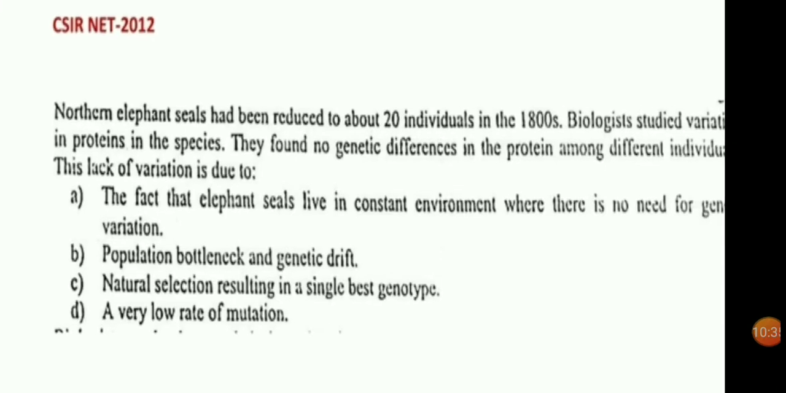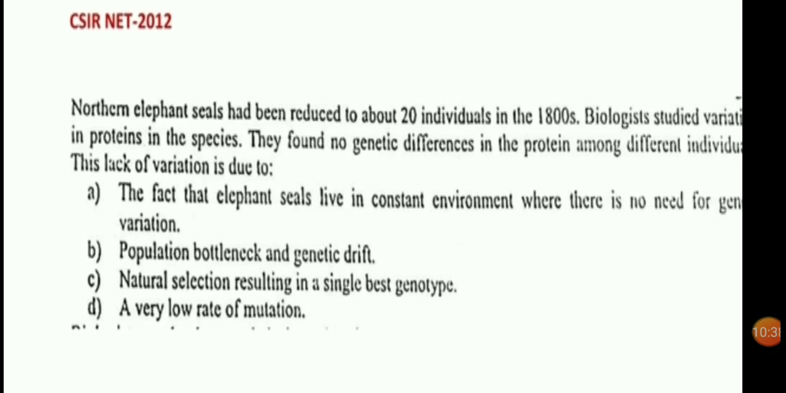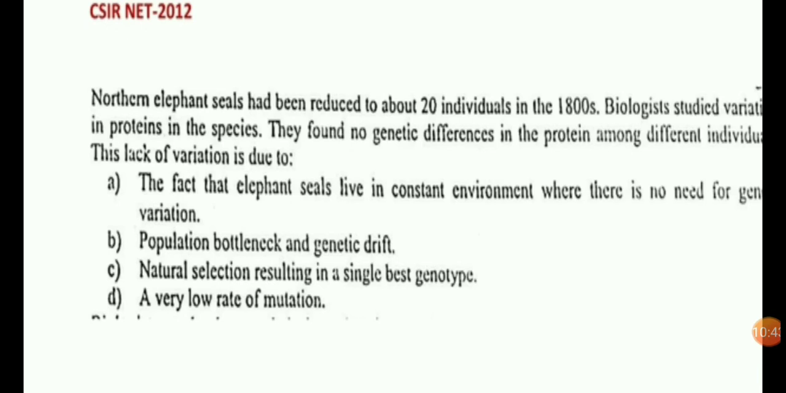Next question. Northern elephant seals were reduced to 20 individuals in 18,000. Biologists studied the variation in proteins in this species. They found no genetic differences in the protein among different individuals. This lack of variation is due to: the fact that elephant seals live in a constant environment where there is no need for gene variation; population bottleneck and genetic drift; natural selection resulting in the single best genotype; or a very low rate of mutation.